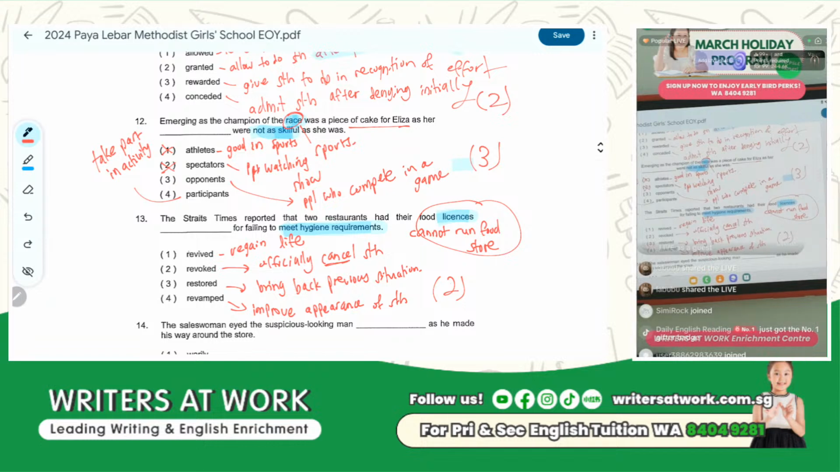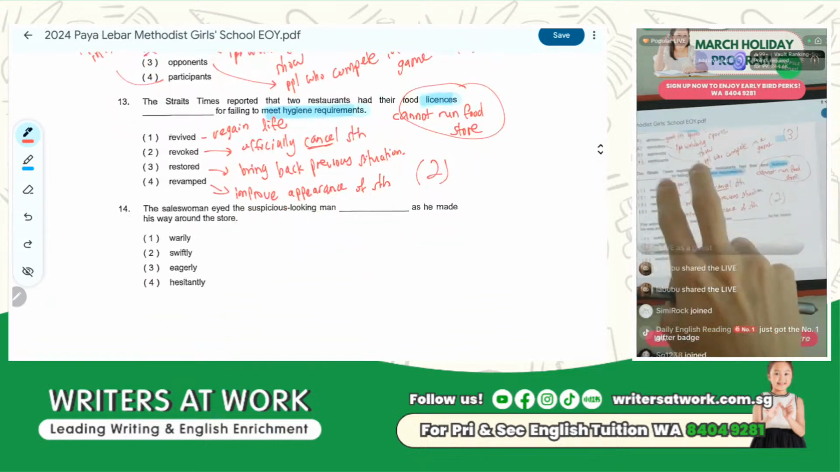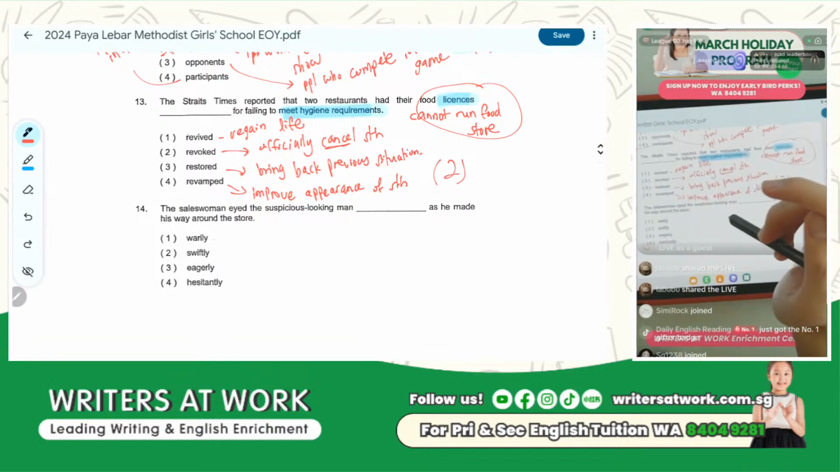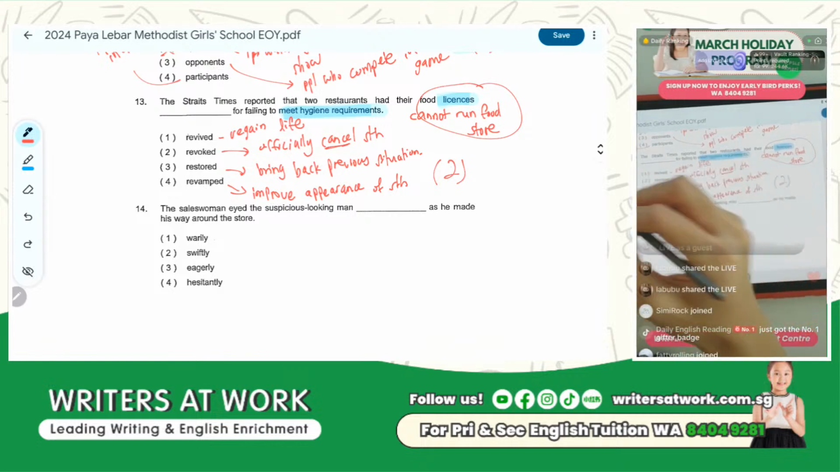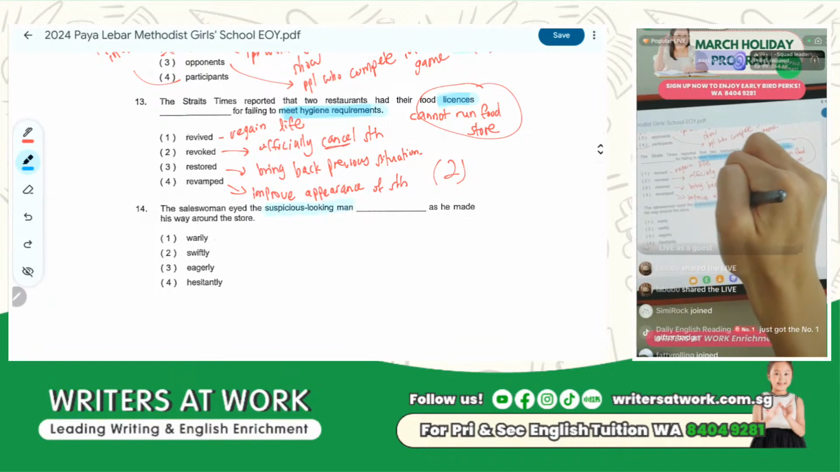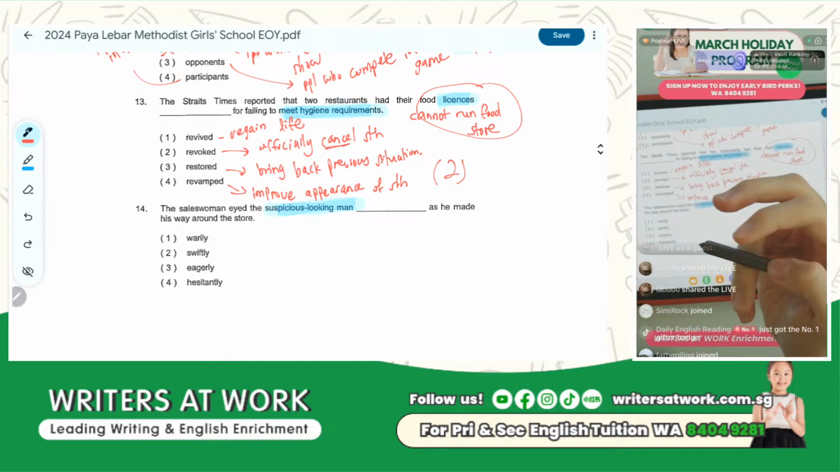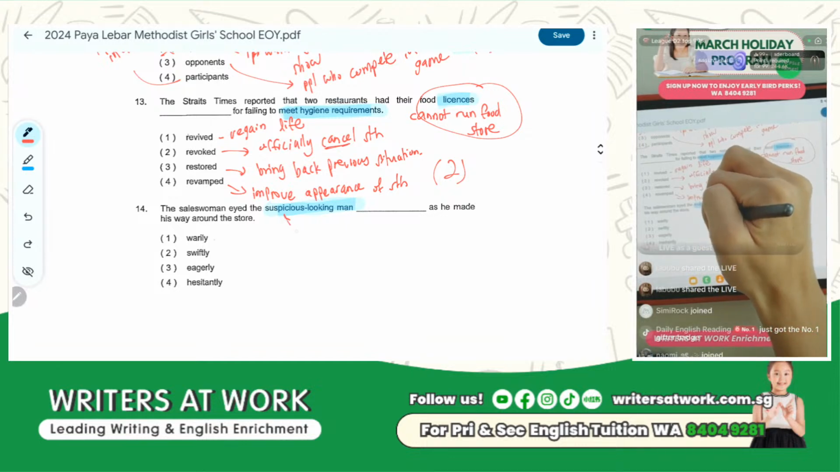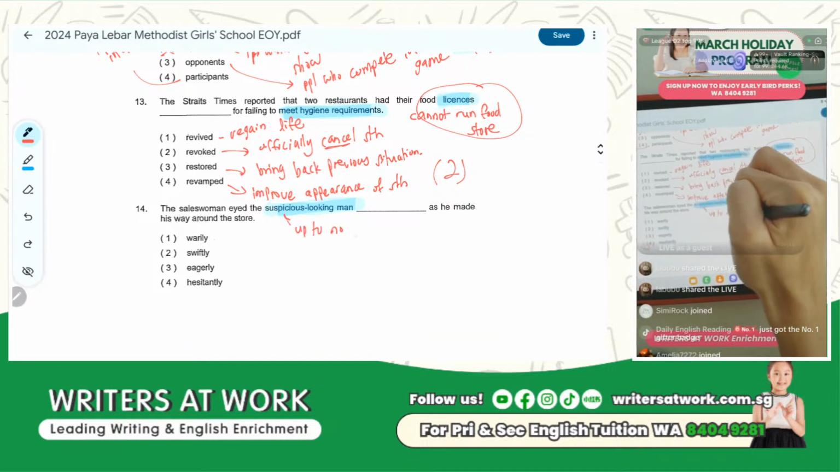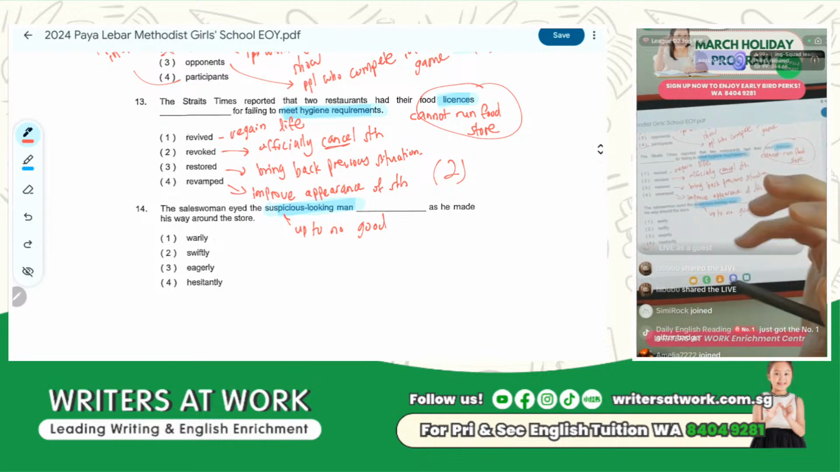Okay, let's move on further to question 14. The saleswoman eyed the suspicious looking man dash as he made his way around the store. So for this question, the keyword is suspicious looking man. When you say someone is very suspicious, very sus, it means that they are up to no good. So maybe the guy has an intention of stealing something from the store.